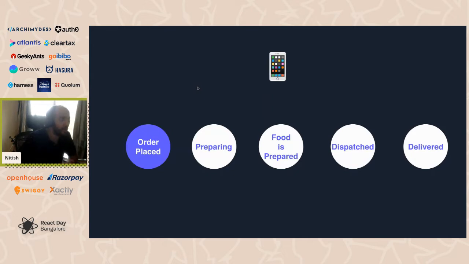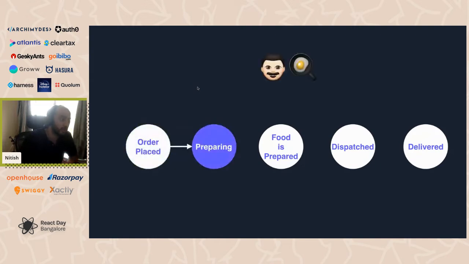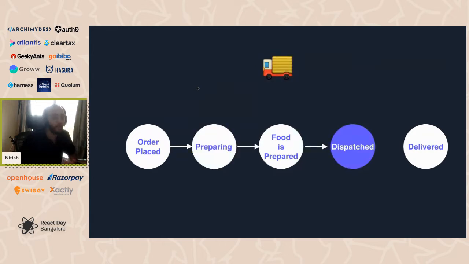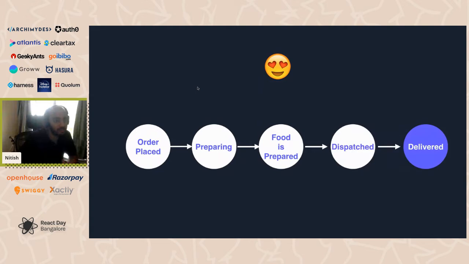So we take the case of food delivery, the journey of your entity, which is your order here. From order state, it goes to, say, order preparing. Then you get that yes, food is prepared. Then you get, yes, I have dispatched it. Followed by you get the idea that yes, it has been delivered.